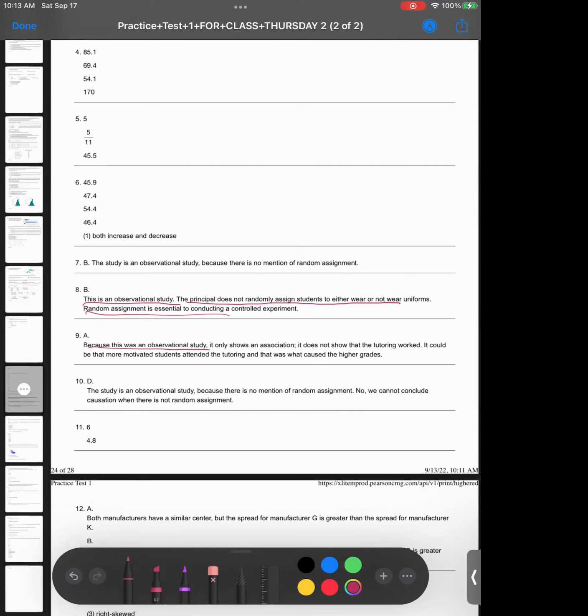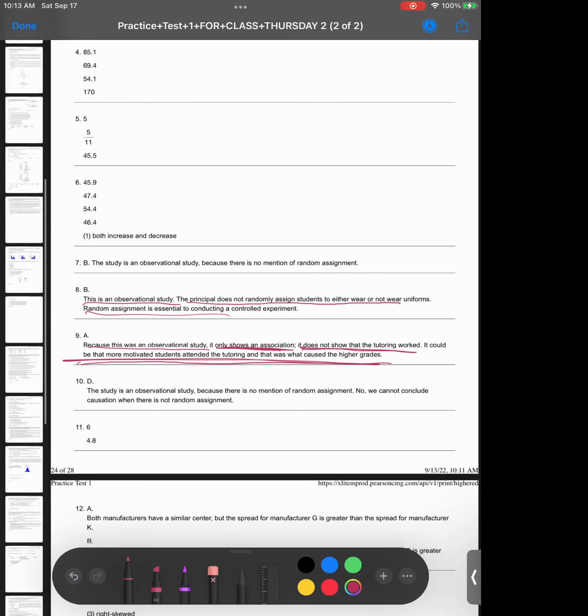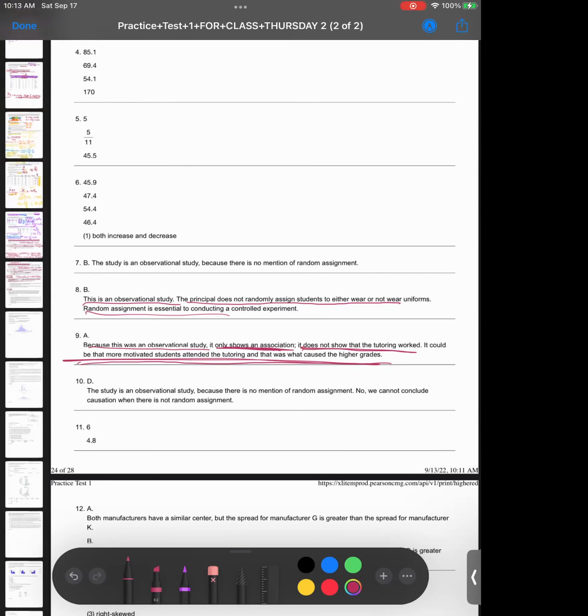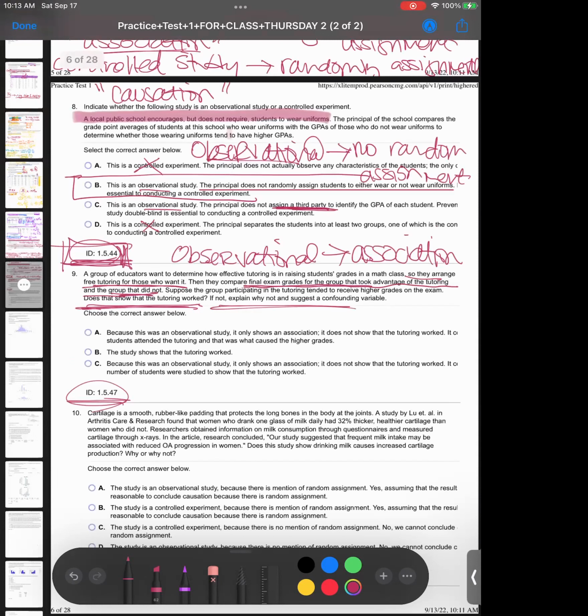Because this was observational, it only shows an association. It does not show the tutoring works. We can say they're associated, but we can't say that it caused the higher grades. It could be that more motivated students, because that's what I was thinking right away, are the people who already are probably working pretty hard. So is everybody okay on that one? Yeah, let me know if you're not, right?